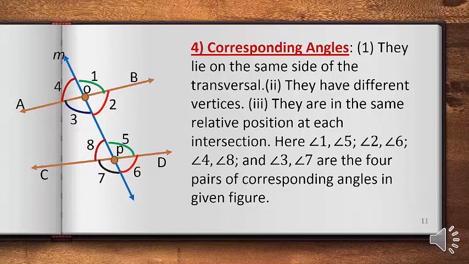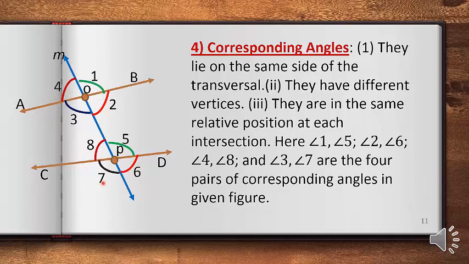And then again we have angle 3 and angle 7. They are also on the same side of the transversal. Now angle 3 has vertex O, angle 7 has vertex P, and also angle 3 is an interior angle, angle 7 is an exterior angle. So angle 3 and angle 7 are also called corresponding angles.